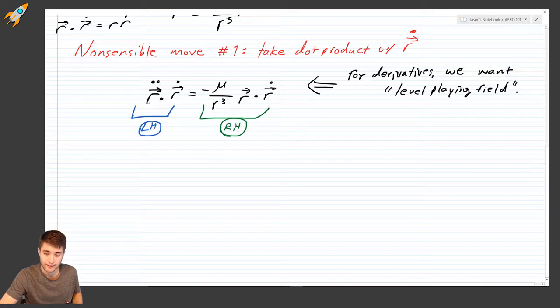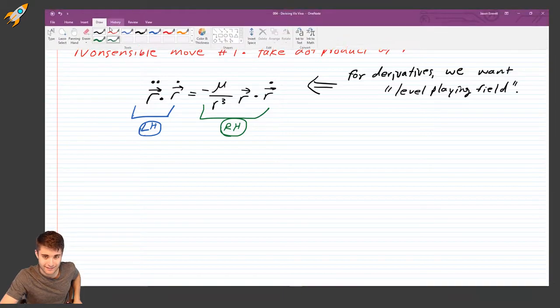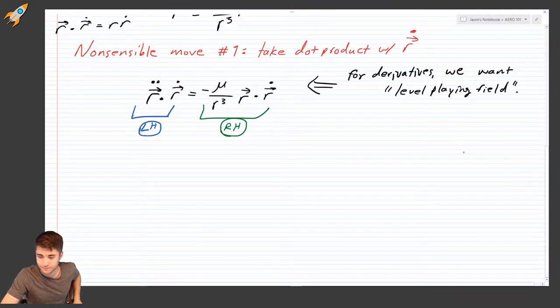Okay, so let's start with the left-hand side of the equation. Again, it doesn't matter what we do to manipulate this equation as long as at the end of the manipulation, the time derivatives are all on a level playing field. That's the goal here. So, first thing to note, let's take a look. We're going to start with the left-hand side of the equation.